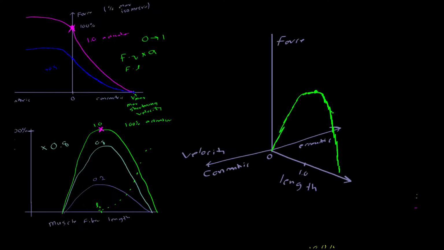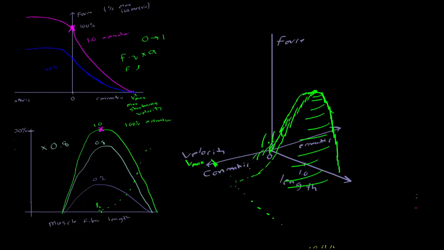And now what's that going to look like? Well, in the concentric direction, that's going this way. So we're going to get a drop off like this, and it's going to go down until whatever this Vmax is, whatever muscle fiber shortening velocity that is. So you can start to see how this is going to form a three-dimensional shape like this. And then it's going to go in the other direction. It's going to go up like that, right? It should be like that.